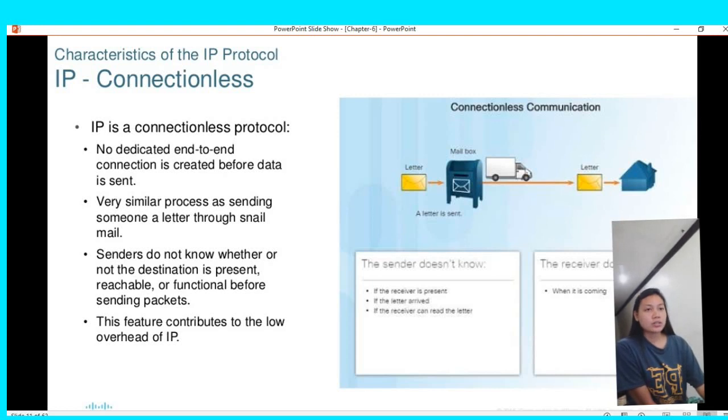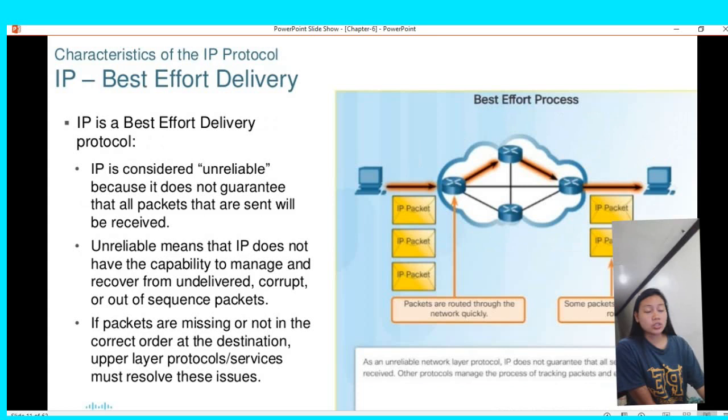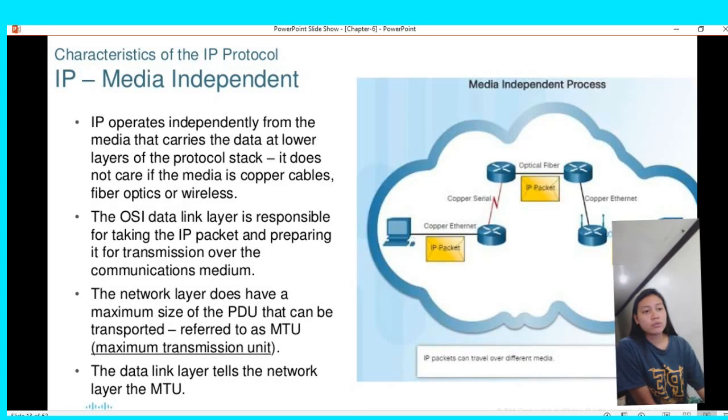IP connections. IP is a connectionless protocol. No dedicated end-to-end connection is created before data is sent. Very similar process as sending someone a letter through snail mail. Senders do not know whether or not the destination is present, reachable, or functional before sending packets.